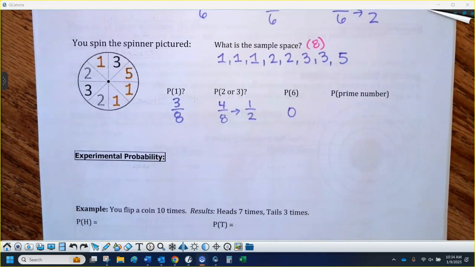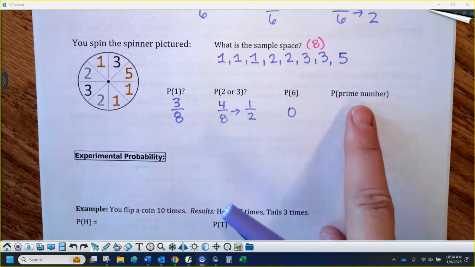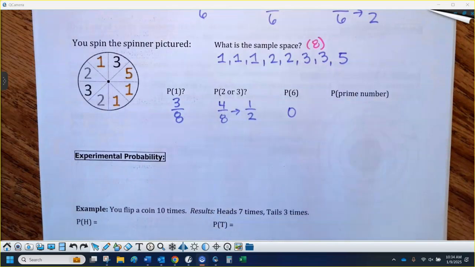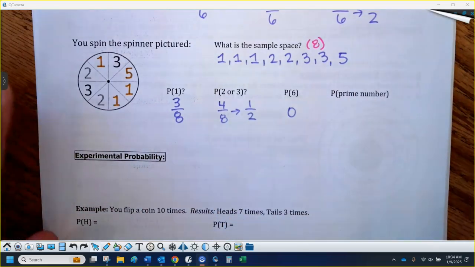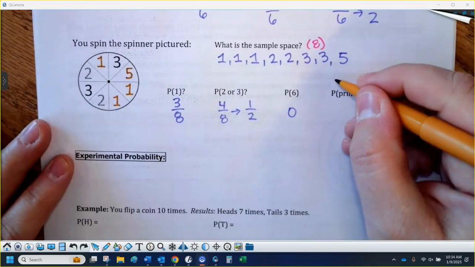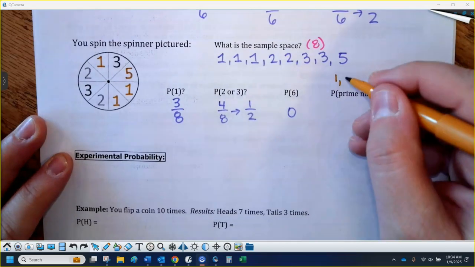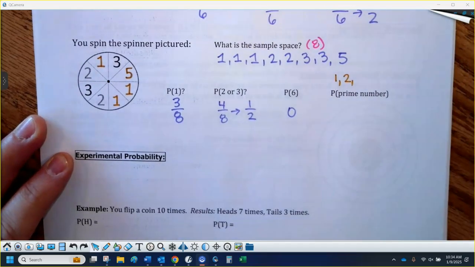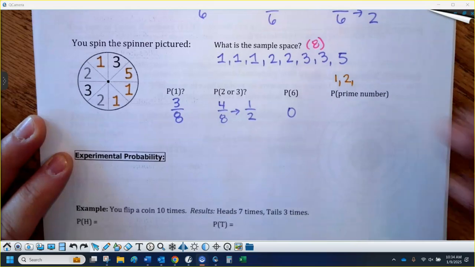Now, I don't know if you guys are going to know this or not. Do you guys know what a prime number means? Okay, so its only factors are 1 and itself. I see a lot of people shaking their heads. So let me just say, the only factors are 1 and itself. 1 is a prime number. 2 is the only even prime number, but 2's factors are only 1 and itself.